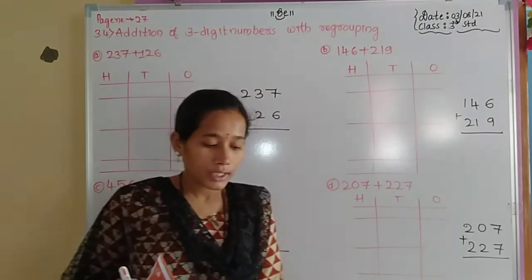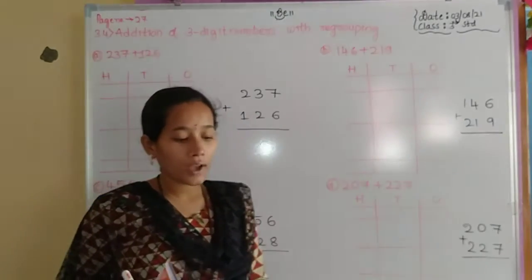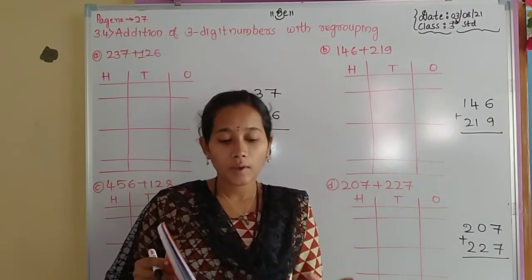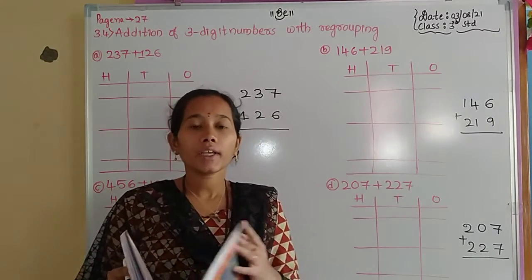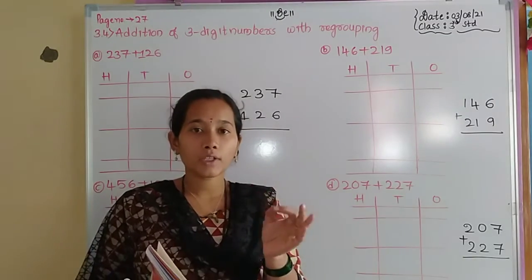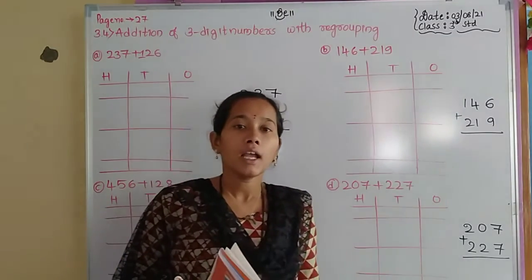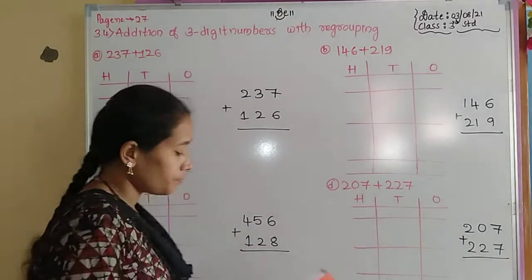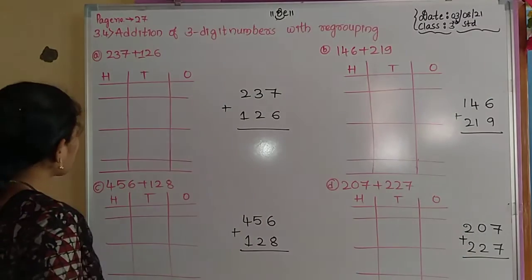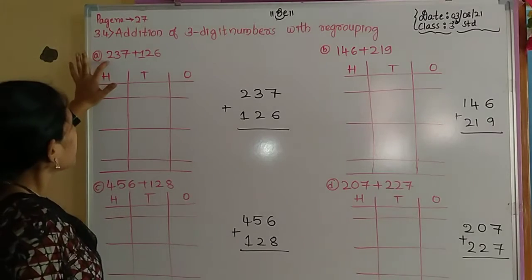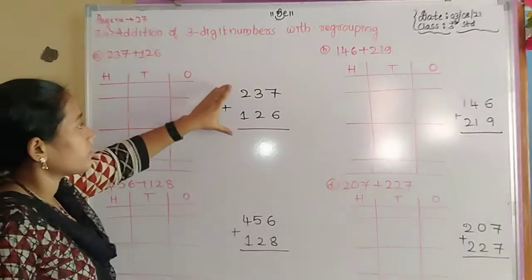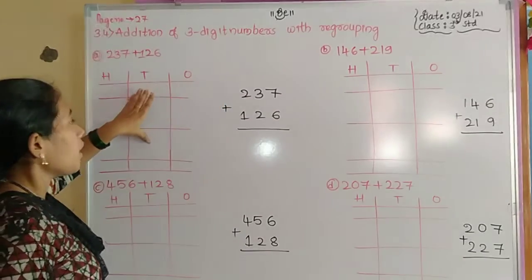Okay, so in today's class we discuss only addition by regrouping ones to tens. Here we regroup the numbers from ones to tens only. In the next class we will discuss tens to the 100 position. So see here, the first problem given is 237 plus 126. Here it is written numerically and with the position.